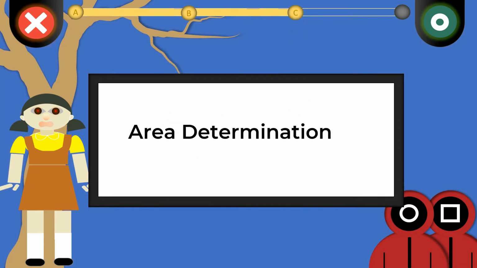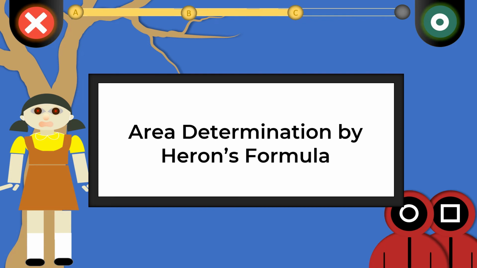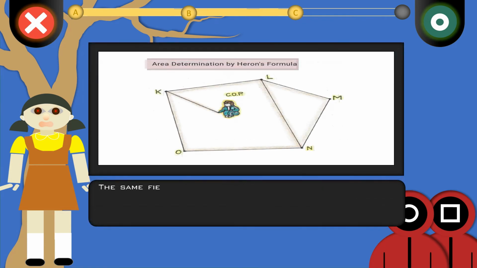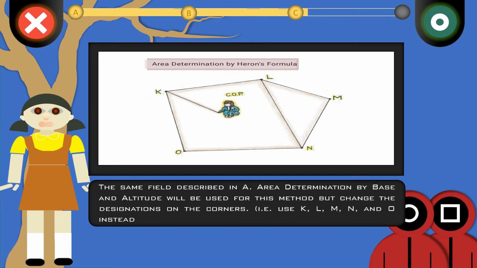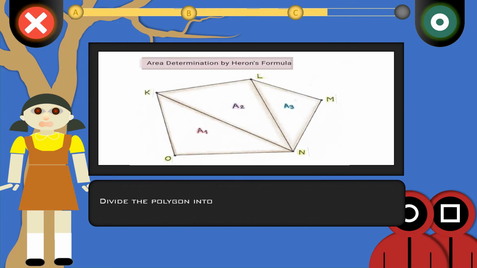Area determination by Heron's formula. The same field described in A, area determination by base and altitude, will be used for this method but change the designations on the corners. Example, use K, L, M, N, and O instead of A, B, C, D, and E, and F, G, H, I, and J. Divide the polygon into 3 triangles.